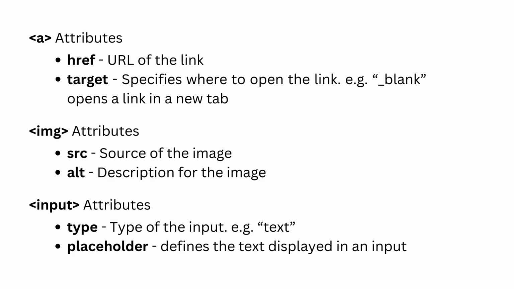Let's look at a few examples. The a element is used to create links, and the href attribute specifies where the link should go. The img element displays images, and the src attribute tells the browser where the image file is located. The alt attribute provides a description of the image, and the input element allows users to enter data, like text or numbers, using different types defined by the type attribute.